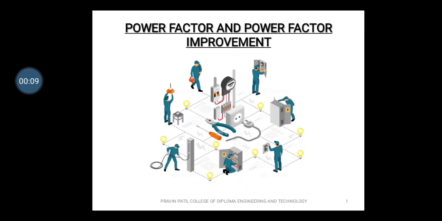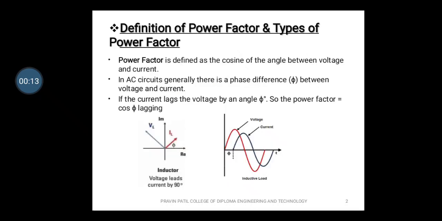Today we are going to study power factor and power factor improvement. Before studying power factor improvement, we first need to know what power factor is, and its definition. The power factor is the cosine of the angle between voltage and current. That means cos phi, where phi is the angle between voltage and current.